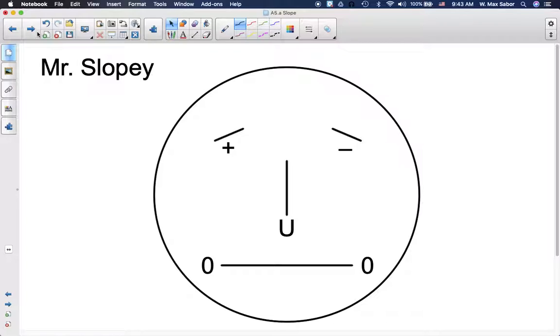Mr. Slopey: if you're graphing, it's good to know what direction the different slopes mean. This is a way to remember that positive slopes are up and to the right, because you're going up every time you go right one. Negative slopes are down and to the right, because you're going down every time you go right one. If you don't increase or decrease as you go to the right, then you have a zero slope.